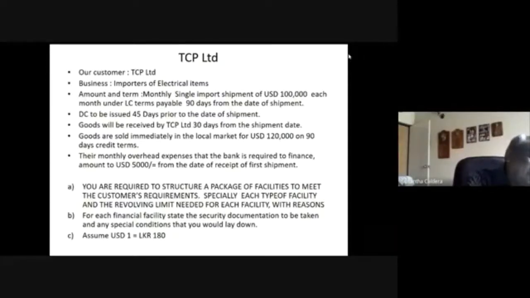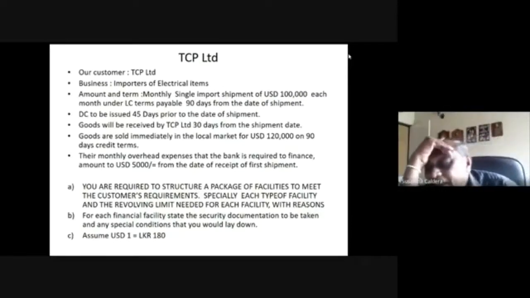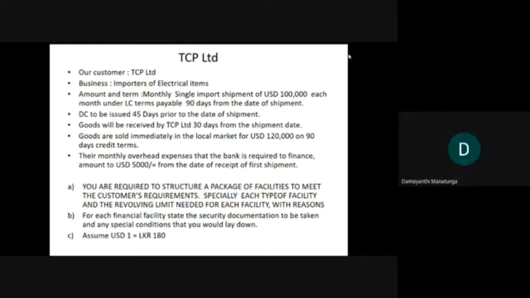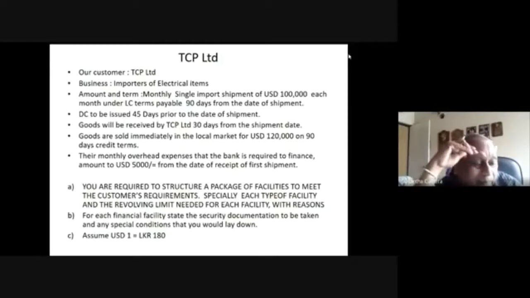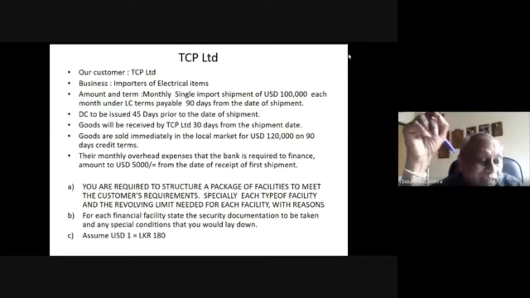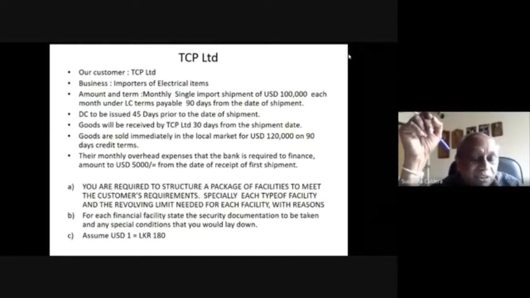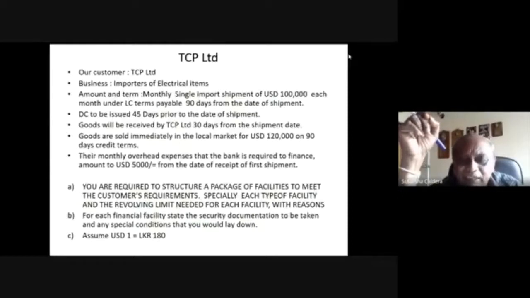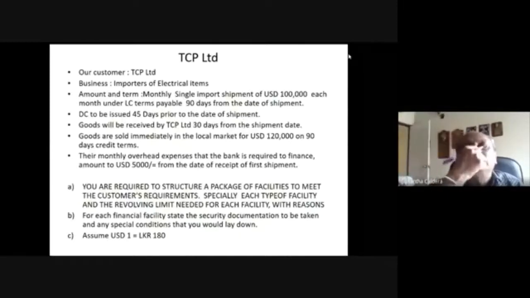Then facility number 2. What should be facility number 2? Now we have received the documents. Now we need one facility. Then the LC facility got full. Then to clear, what do we need? ACB, acceptance. Very good. You need an acceptance facility. Facility number 2: a revolving acceptance facility to accept import bills.